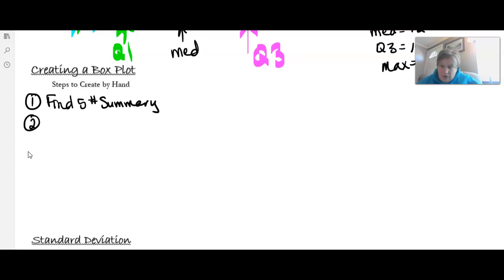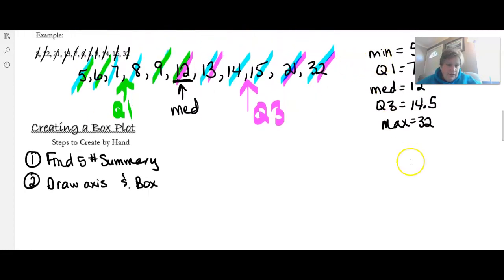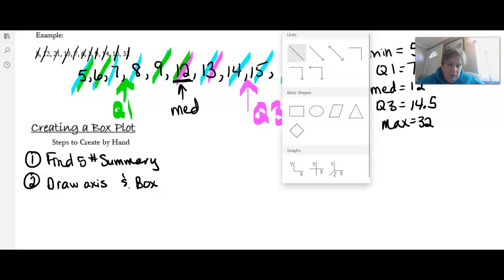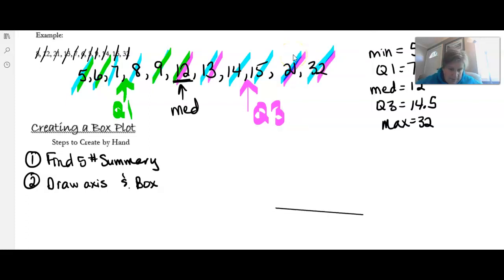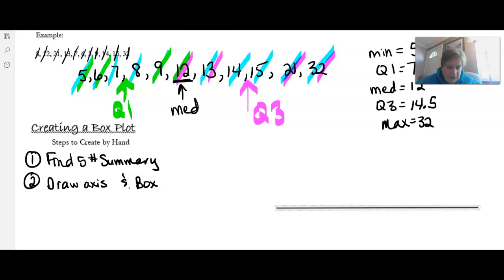The second thing is I'm going to draw my axis and the box. My axis has to go from 5 to 32. I always want to keep some space in between, so I think I'm going to have mine go from 0 to 40. I always go a little bit past, and it makes it so that I just have some space.